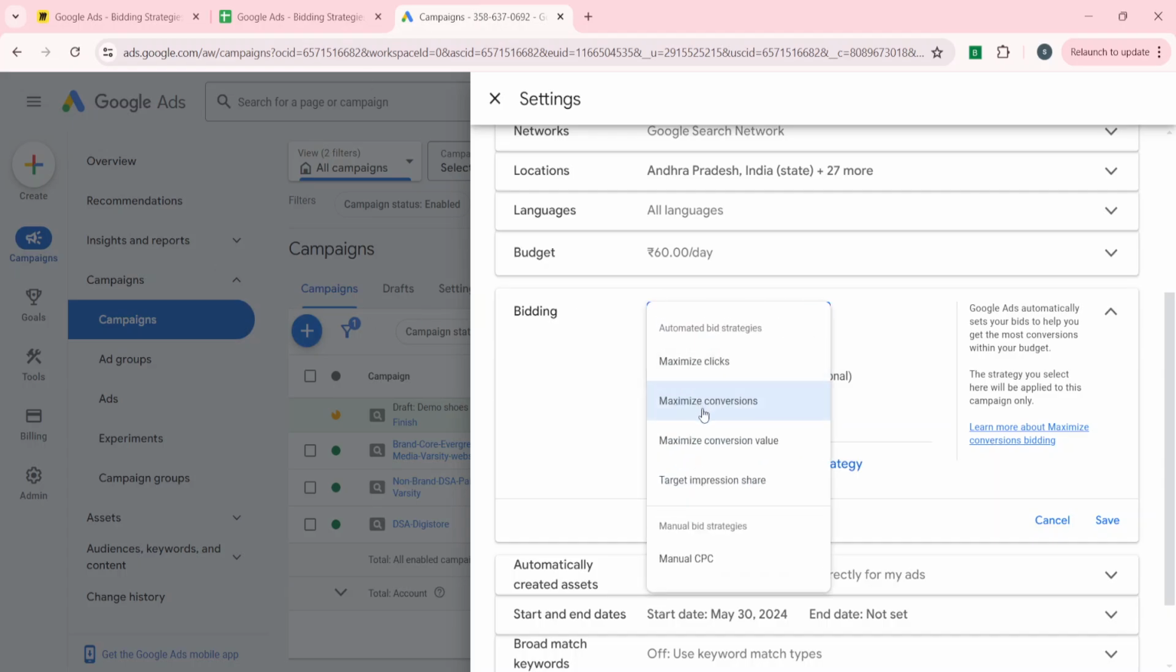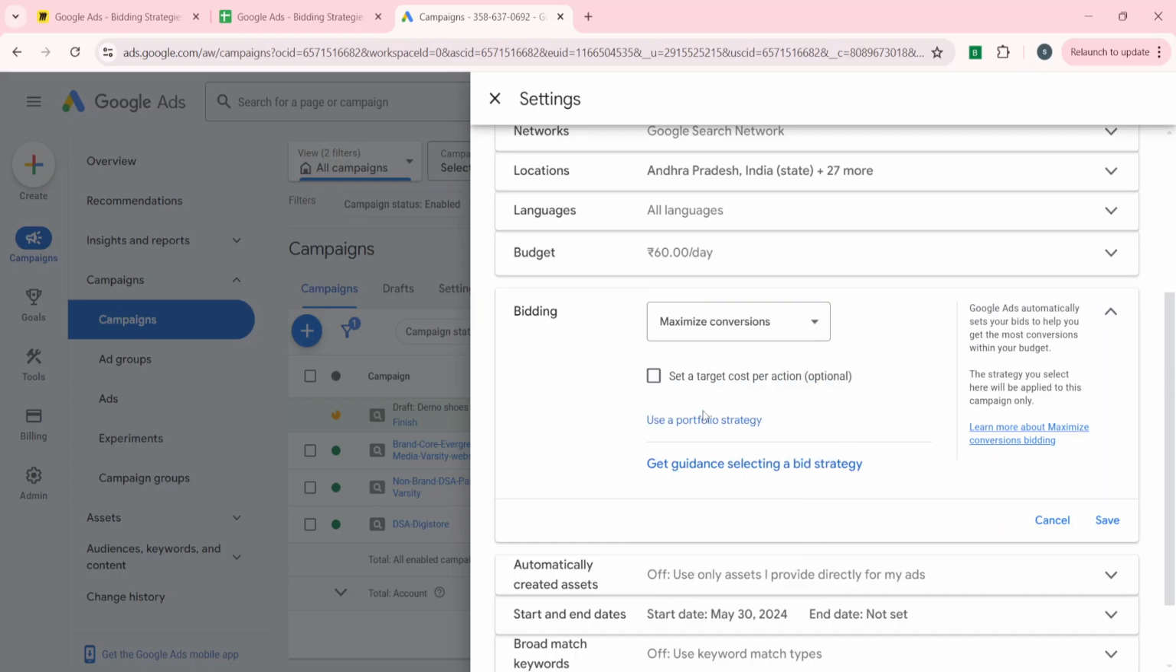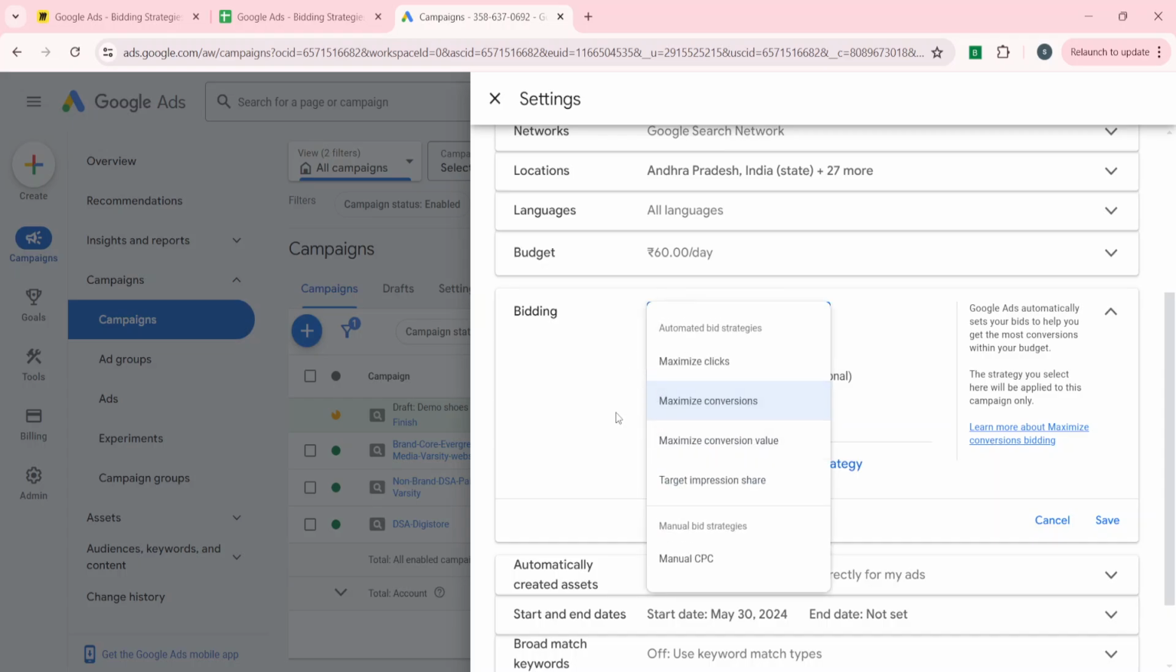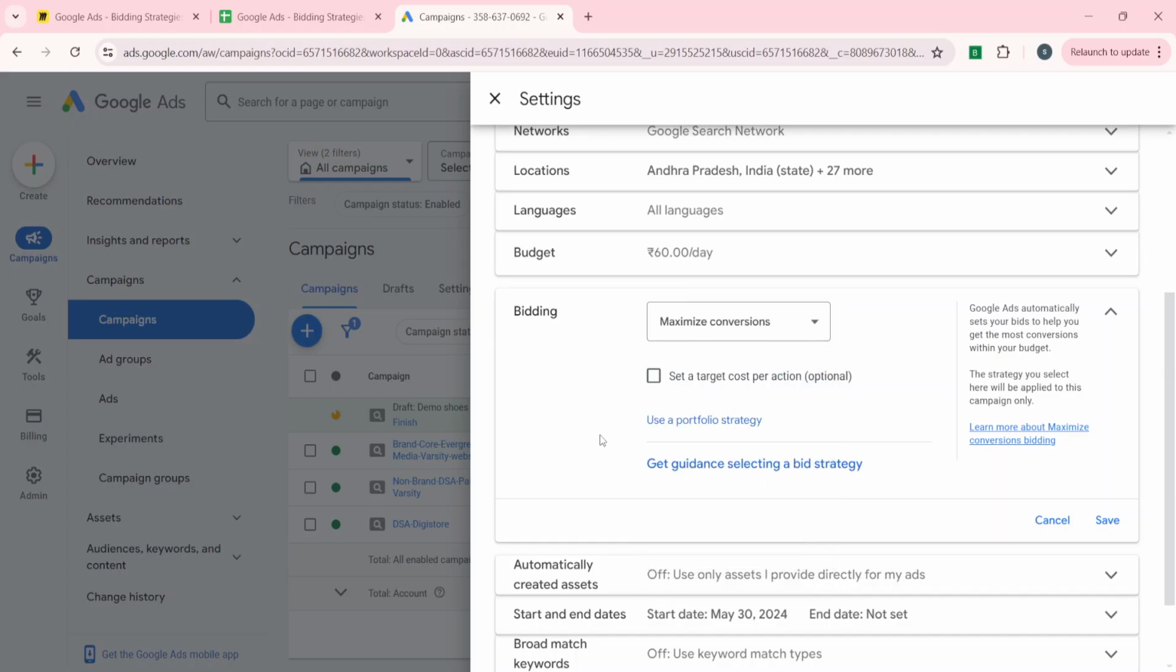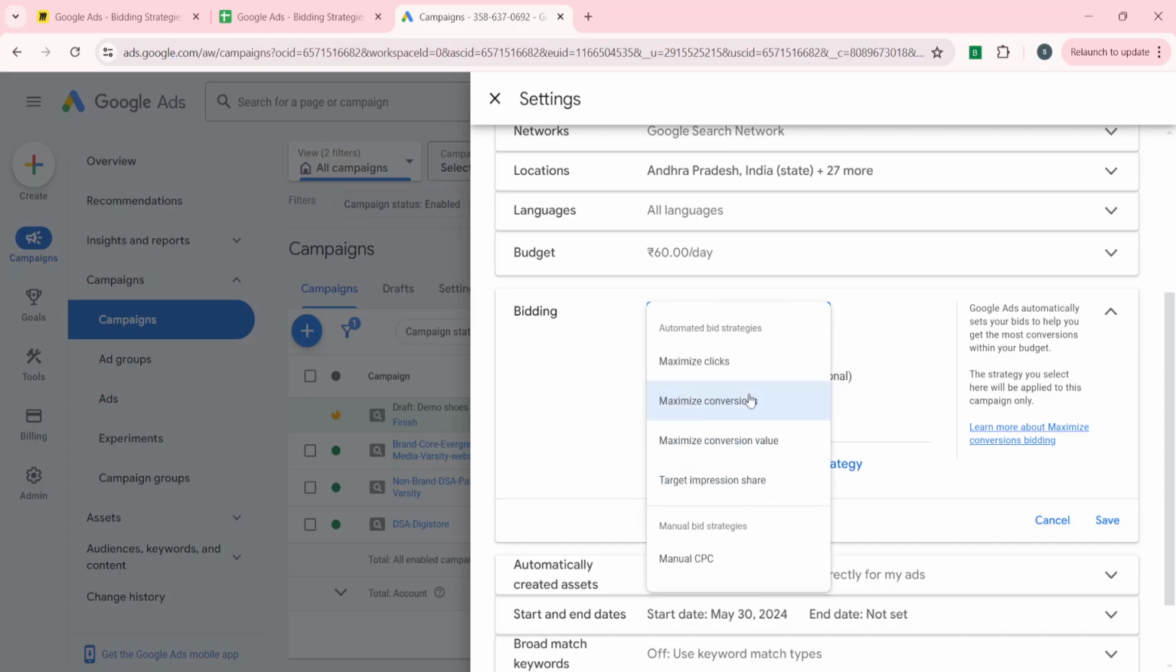Okay, so I'm going into the interface. Here you see in the bidding, you have this maximize conversions bidding strategy. After you select it, there are a few conditions that you have to meet in order to use this maximize conversions or maximize conversion value bidding strategy. As I told you, for manual CPC, maximize clicks, and target impression share, there is no need of any historical data, right?